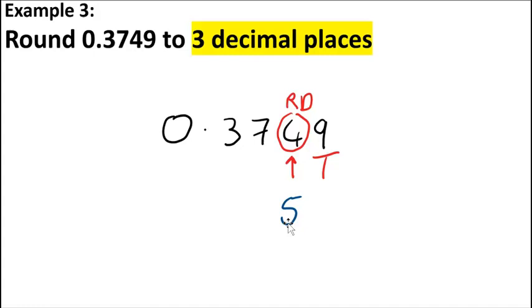So we have to add in all the units and all the decimals in front of the 5. So we have approximately equal to 0.375. So we were asked to round to 3 decimal places, and our answer is 3 decimal places. And it makes sense mathematically because 0.3749 is very close to 0.375. So it makes sense mathematically.